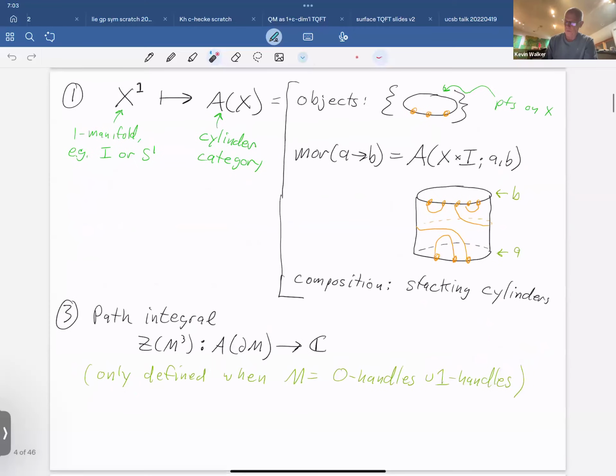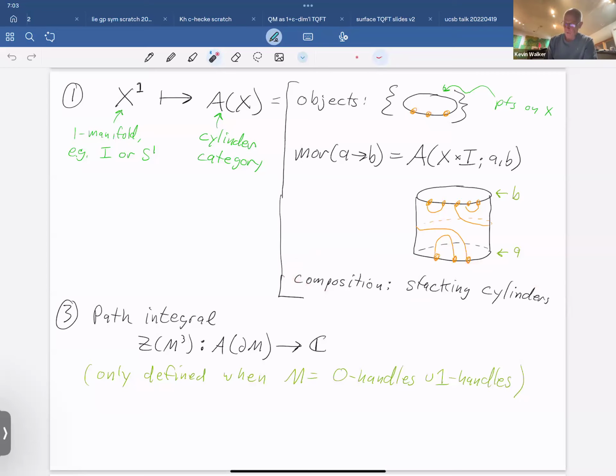If we have a one-manifold, there aren't very many one-manifolds, so say the interval or the circle, then we can form a cylinder category whose objects are these codimension one unoriented submanifolds of our one-manifold X. And the morphism spaces are: we put the boundary conditions on top and bottom and then do the same construction as in the previous slide, and composition is stacking these cylinders.